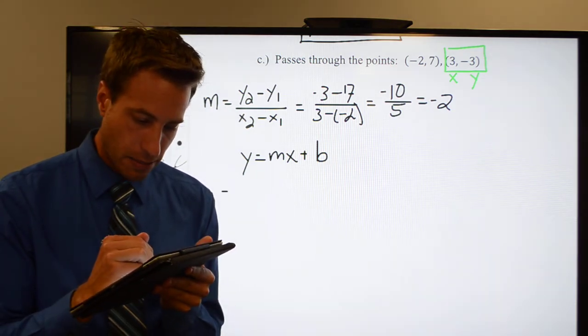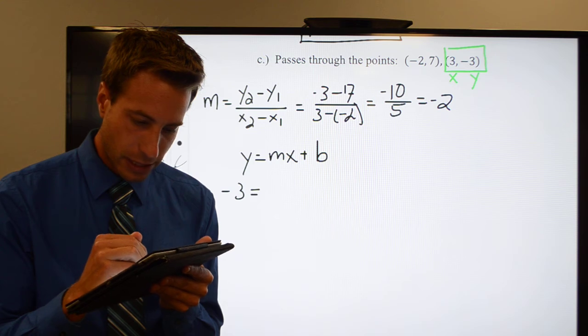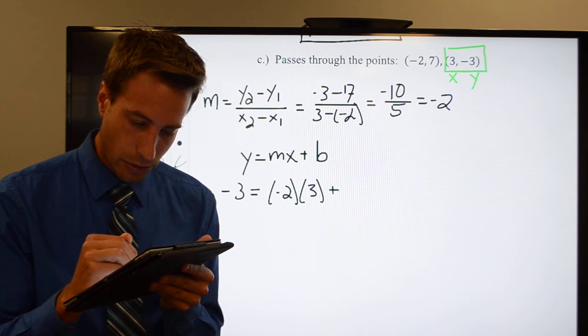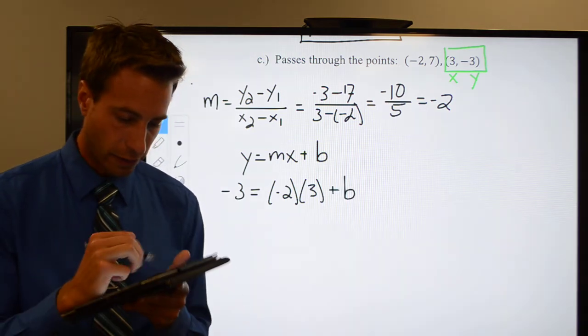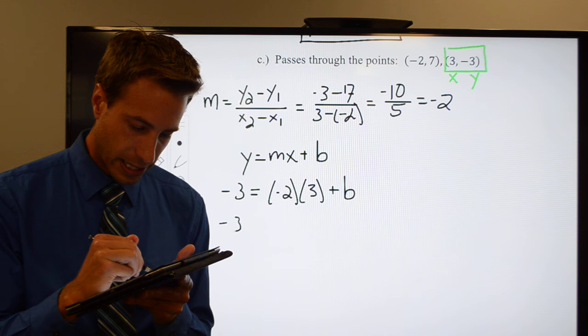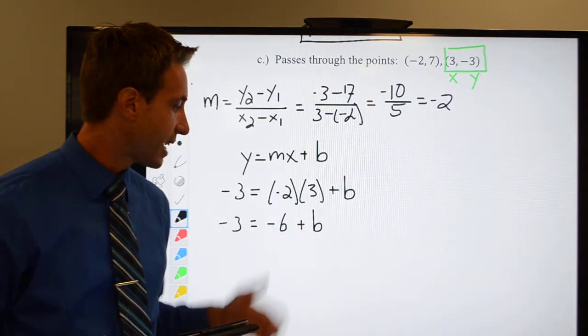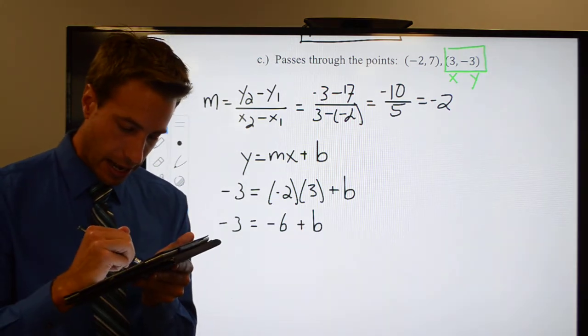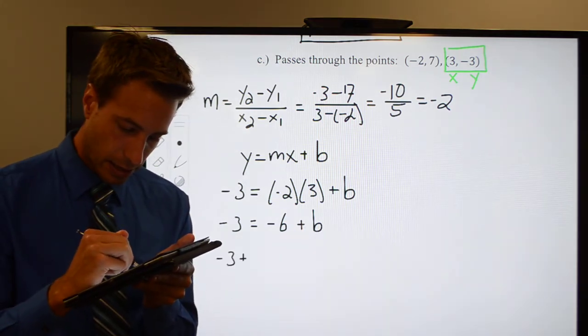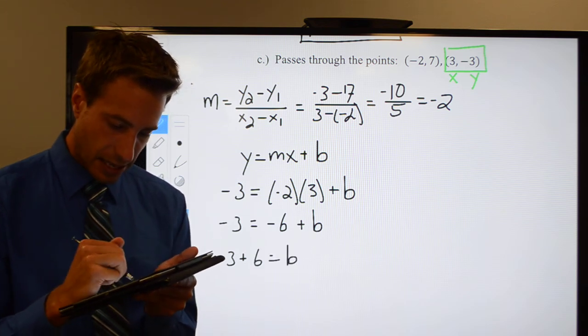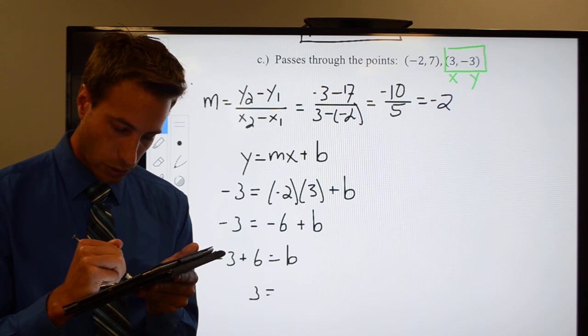My y is a minus 3. My slope is a negative 2. My x is a positive 3, and I still don't know b. That's what I'm solving for. Well, a little bit of quick arithmetic here. Negative 3 is equal to a negative 6 plus b. I'm going to add the 6 to the other side. Negative 3 plus 6 is equal to b, and that means that I have 3 is equal to b.